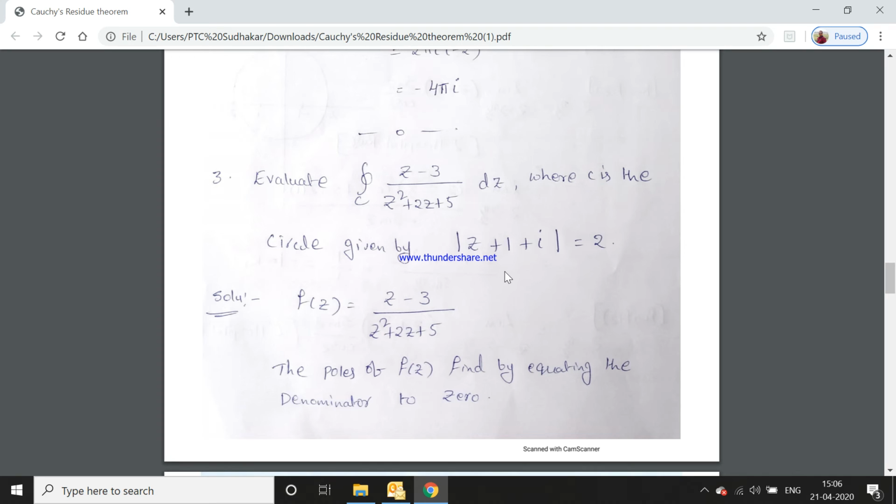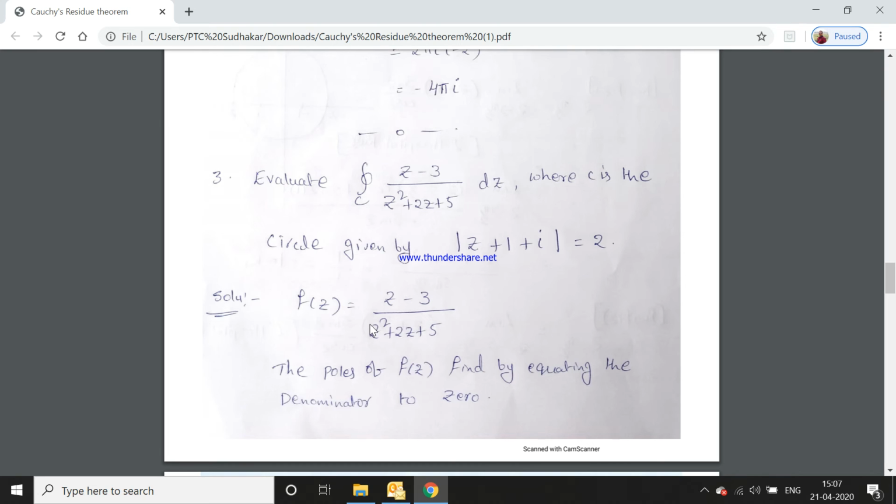So the x value is minus 1 and the y value is also minus 1. That's why z equal to a equals minus 1 minus i. So the center is a equal to (minus 1, minus 1), center at (minus 1, minus 1) and radius 2. This is the given region, a circle with center at (minus 1, minus 1) and radius 2.